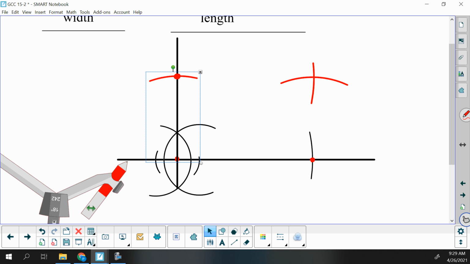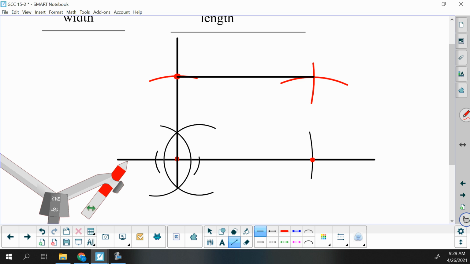So we can finish off just with some straight edge, connecting those points. And that makes our rectangle that matches the width and the length that we wanted. Again, yours on your paper, it's going to look a little bit longer because remember I adjusted my length because the Smartboard compass didn't open up as far as that length was.